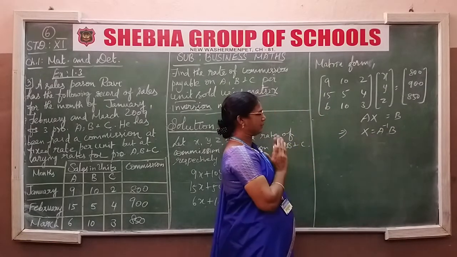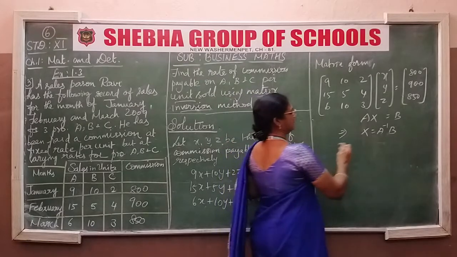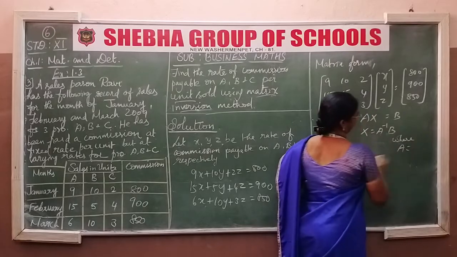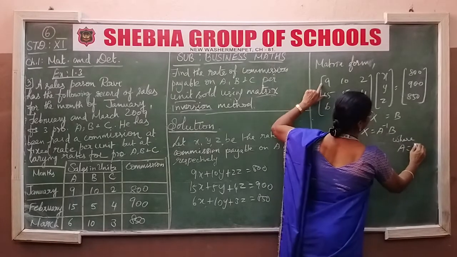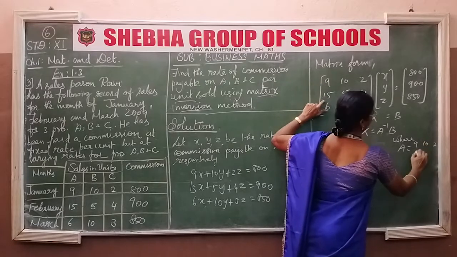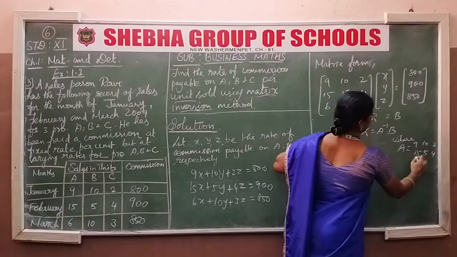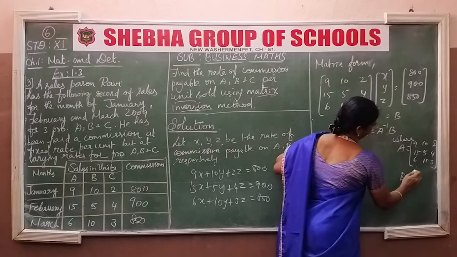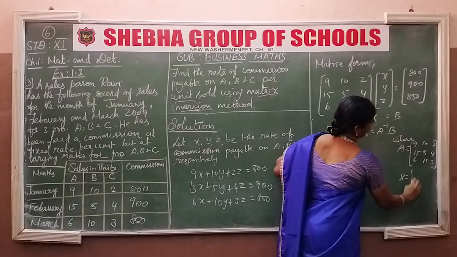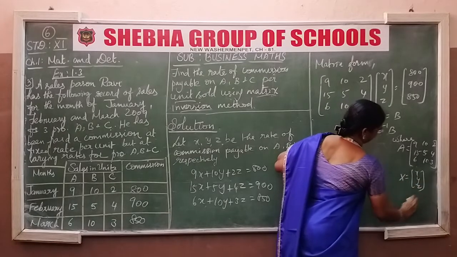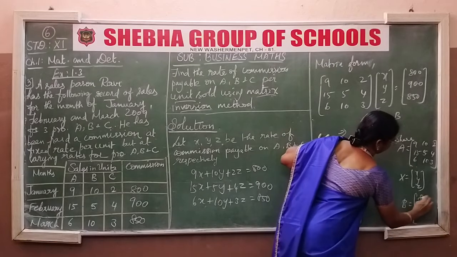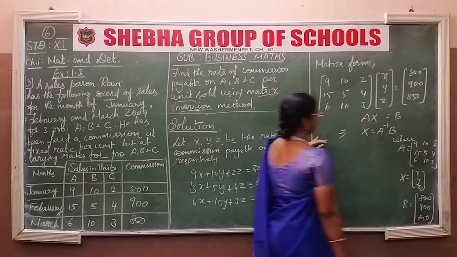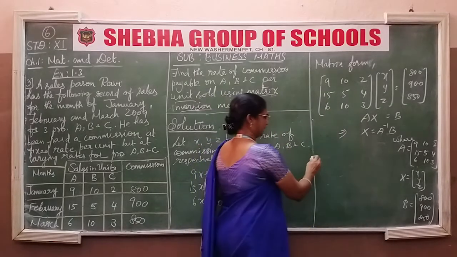For that we need determinant A and adjoint of A. Say, and write also what is A and what is B and what is x. A is 9, 10, 2, 15, 5, 4, 6, 10, 3 and B. Sorry, first write x. X is x, y, z and B is 800, 900, 850. Okay. First we have to find determinant A.